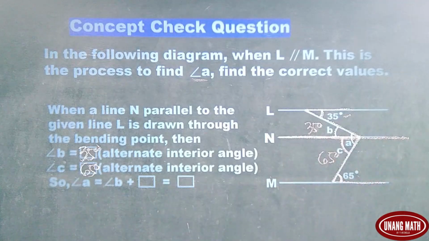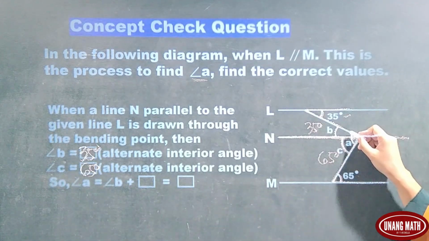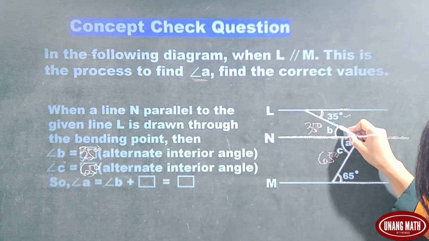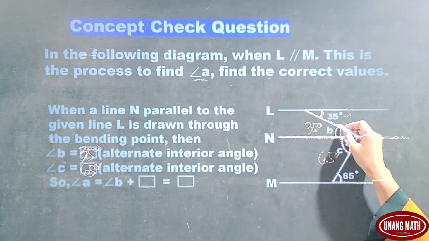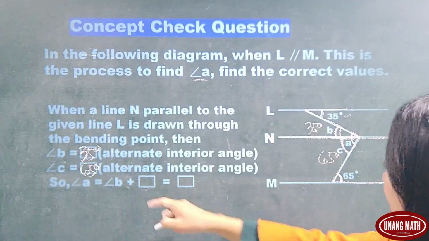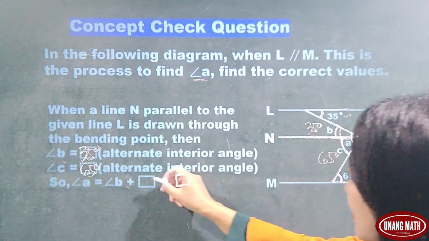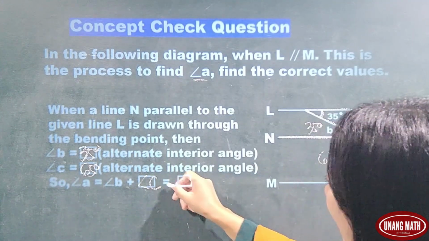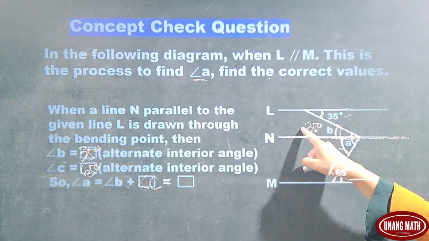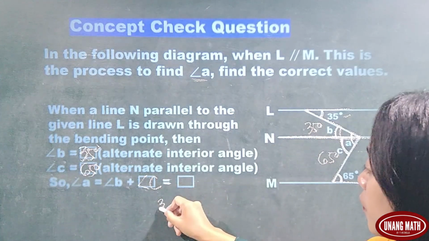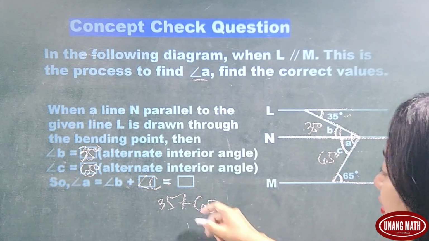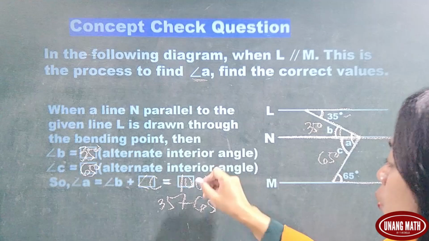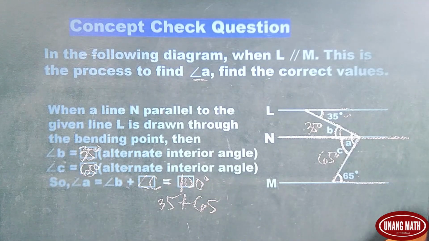Okay, so angle A or this angle is equal to angle B plus angle C. And this is equal to 35 plus 65. Then this is equal to 100 degrees.